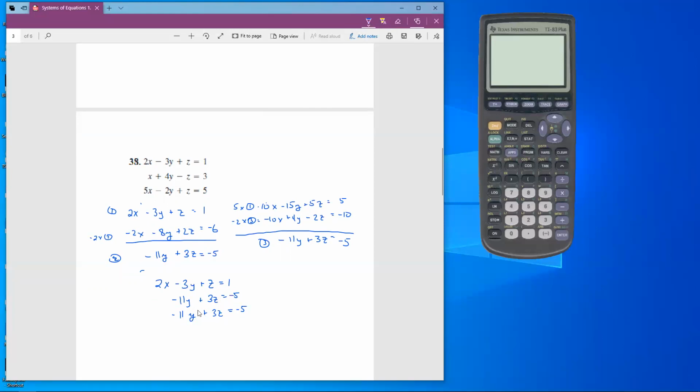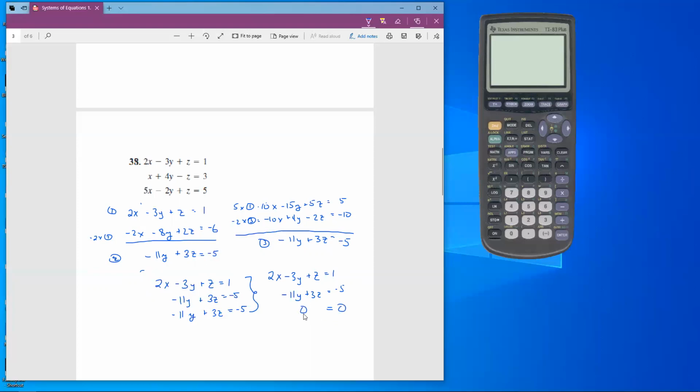Oh yeah, it's there. So in my next step, if I follow my algorithm, I'm going to eliminate this y from equation number 3. And I think it's pretty obvious that if I take row 2 and subtract row 3, what we're going to end up with is 2x minus 3y plus z is equal to 1. And we have negative 11y plus 3z equals negative 5. We have 0 equals 0.